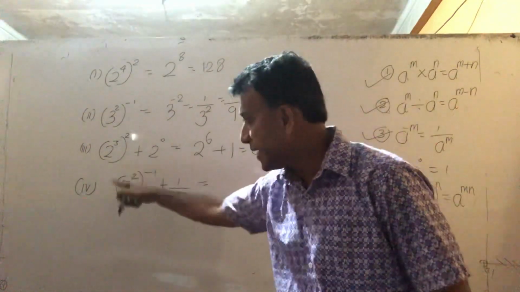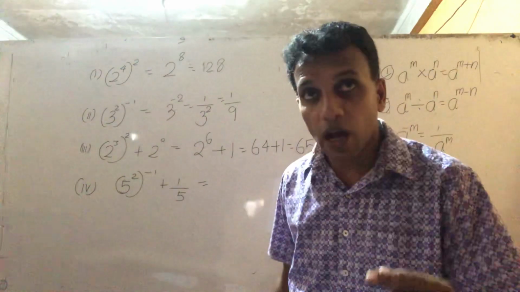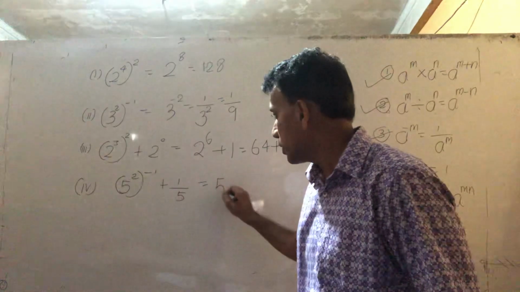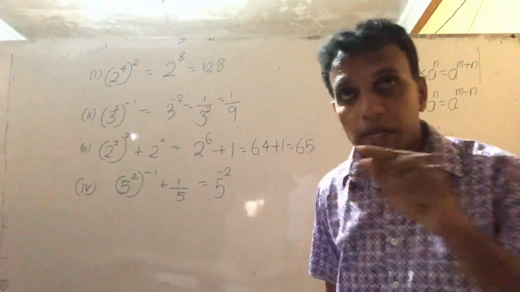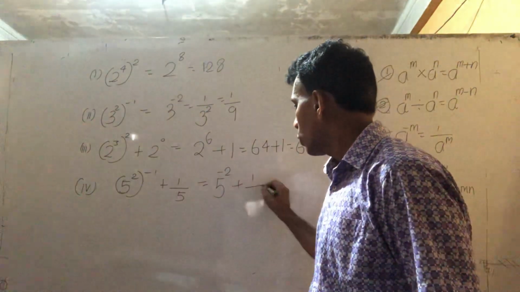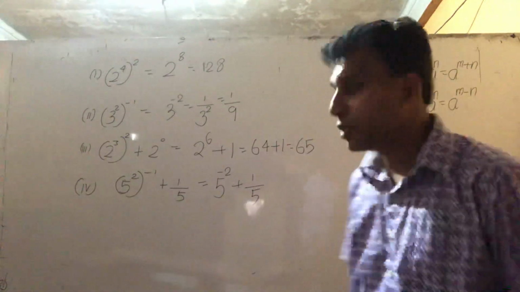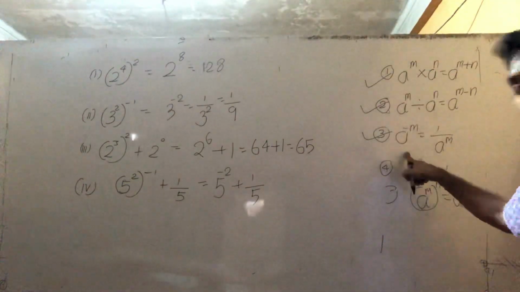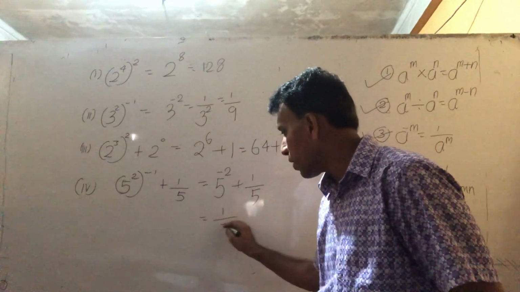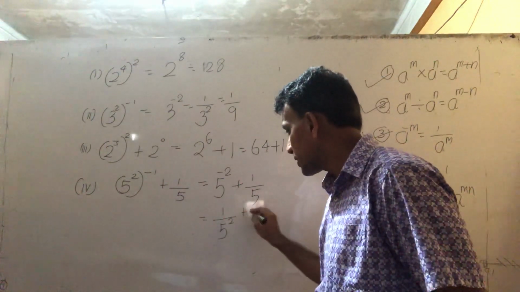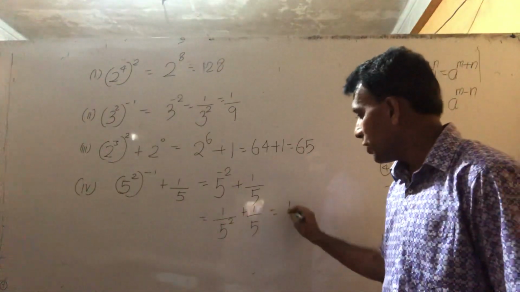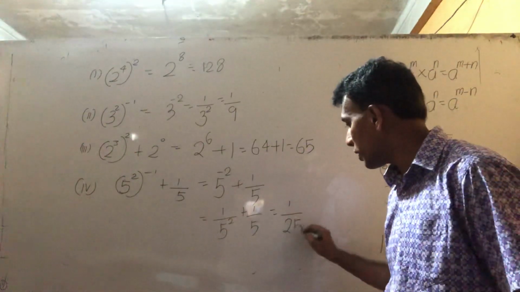Next question, completely to the power minus 1. Use the last rule of indices, power of a power, multiply. So 5 to the power minus 2, multiplied by minus 1 gives 5 to the power minus 2, and then minus 1 over 5. But you know rule number 3, negative index, show positive. 1 over 5 squared plus 1 over 5. Then what is that? 1 over 25.